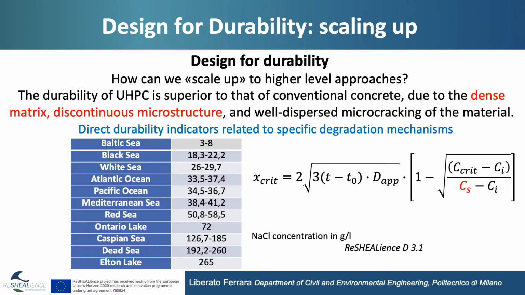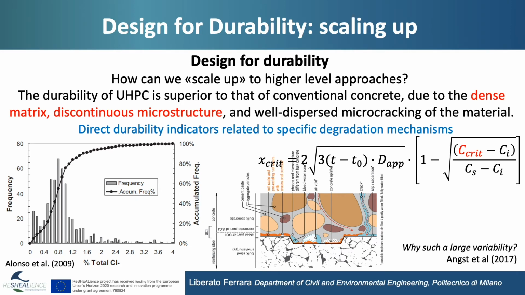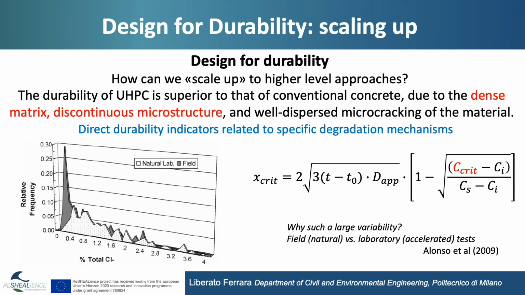Also, which is the critical content of chlorides that we can accept? A review made by Alonso et al. in 2009 categorized this in a frequency distribution plot, and you can see that there is an extremely large variability depending on the studies, because actually the mechanism is quite complicated. At the interface between steel and concrete, there are several processes occurring, as you have seen in a previous lecture of this MOOC. We also have to consider that we may have differences depending on whether this critical value of the chlorides has been calibrated with reference to lab or field conditions.